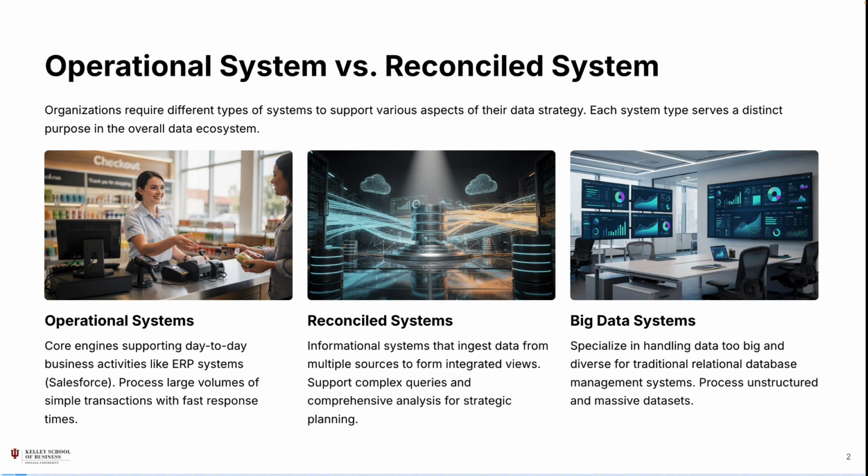These are engines running our day-to-day business. But at the end of the month, maybe we ask, what dishes are most popular? Which servers sell the most desserts? How do weekend sales compare to weekdays across different locations? So suddenly, we're analyzing patterns across thousands of orders, multiple systems, over time. That's where reconciled systems or data warehouses come in. They pull data from operational silos, clean the data, integrate it, and present it so we can see the big picture. So different jobs need different tools.